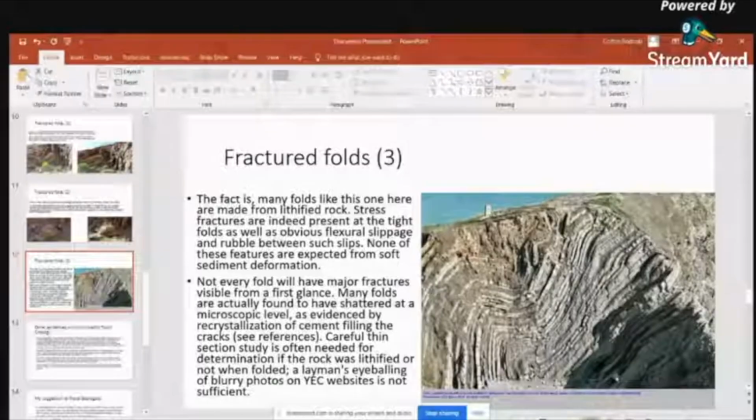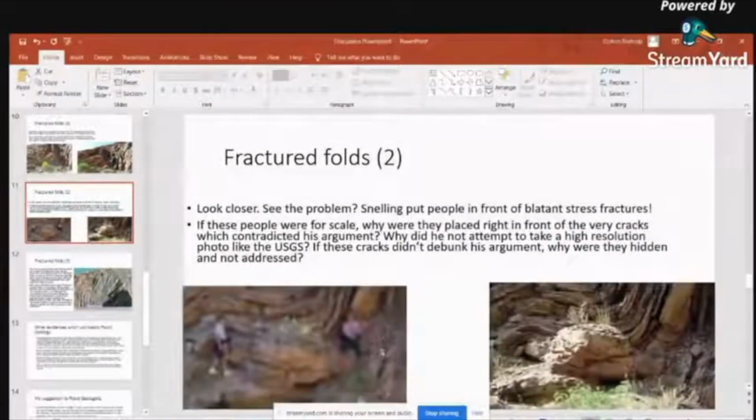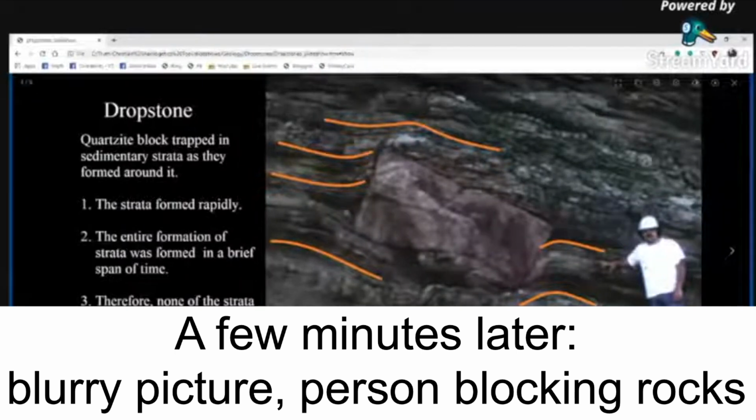So in many of these folds, you do find the very fractures that young Earth creationists tell us are never found. And I'm particularly concerned with the fact that Andrew Snelling is taking blurry pictures and putting people in front of the cracks. And that doesn't feel right to me. It's kind of fishy. This is a quartzite boulder that's entrapped inside the side of a mountain. As you can see, the strata deform around it. That's because they were soft and moist after being deposited by the flood of Noah.